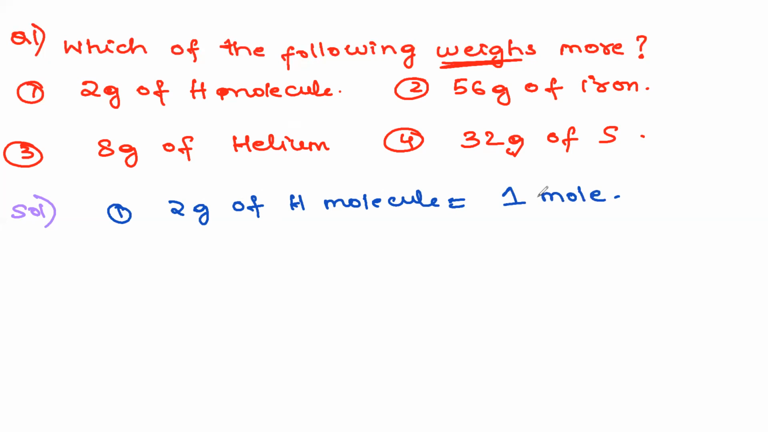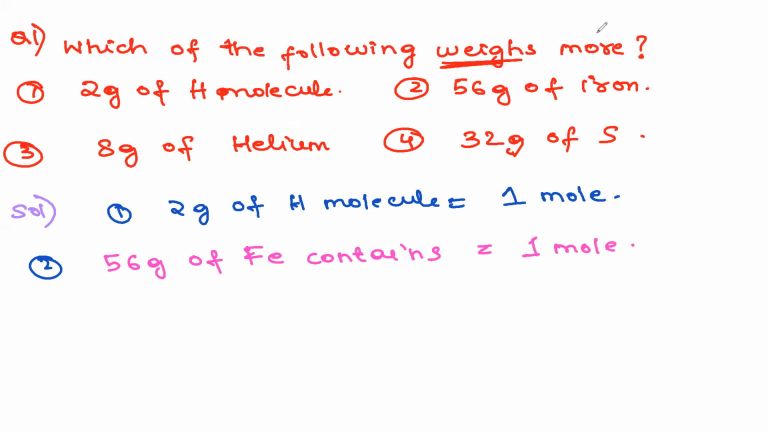Next, second option, 56 grams of iron. Iron is a monoatomic element. So 56 grams is equal to its gram atomic weight. So 56 grams of iron is also equal to 1 mole.